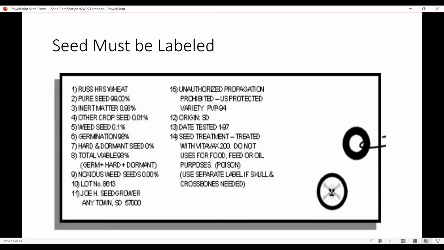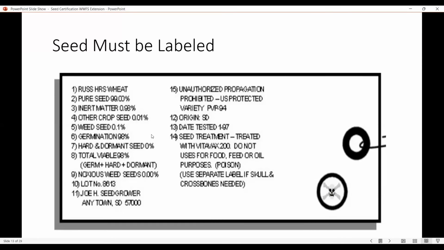The seed has to be labeled, and here's an example of a tag. There are 14 points on this tag that need to be met in order to be a legal label. The first is the variety, and in this case, it's Russ hard red spring wheat, the pure seed percentage, the inert matter percentage, other crop seed percentage, weed seed percentage, and the germination percent.